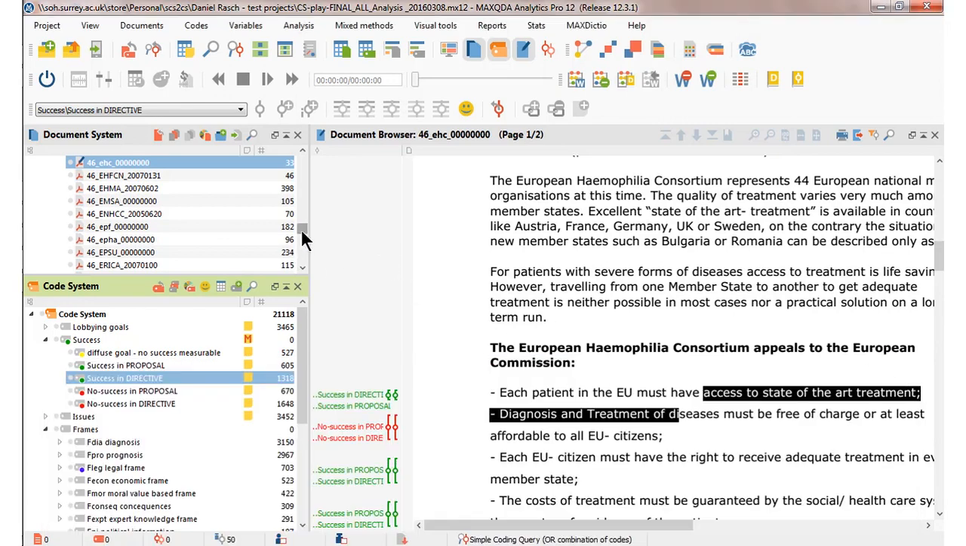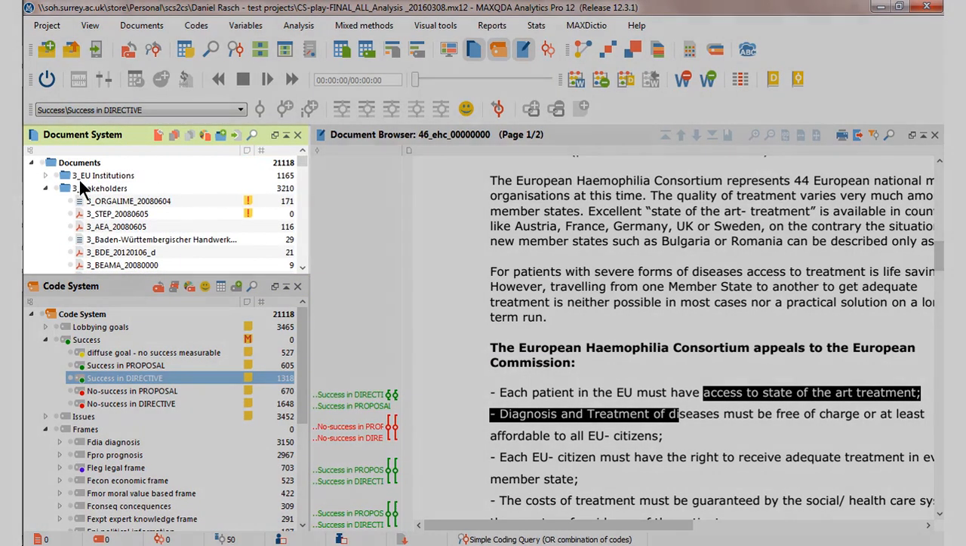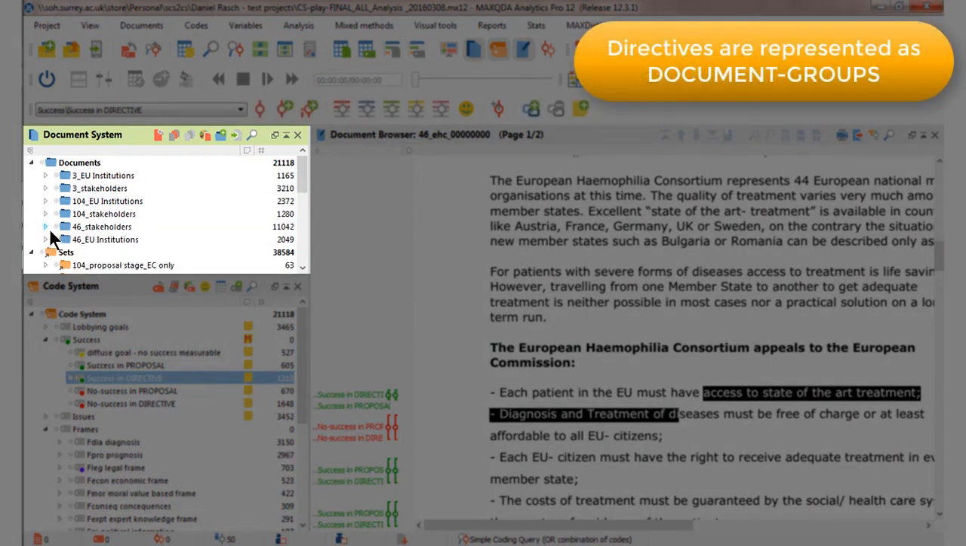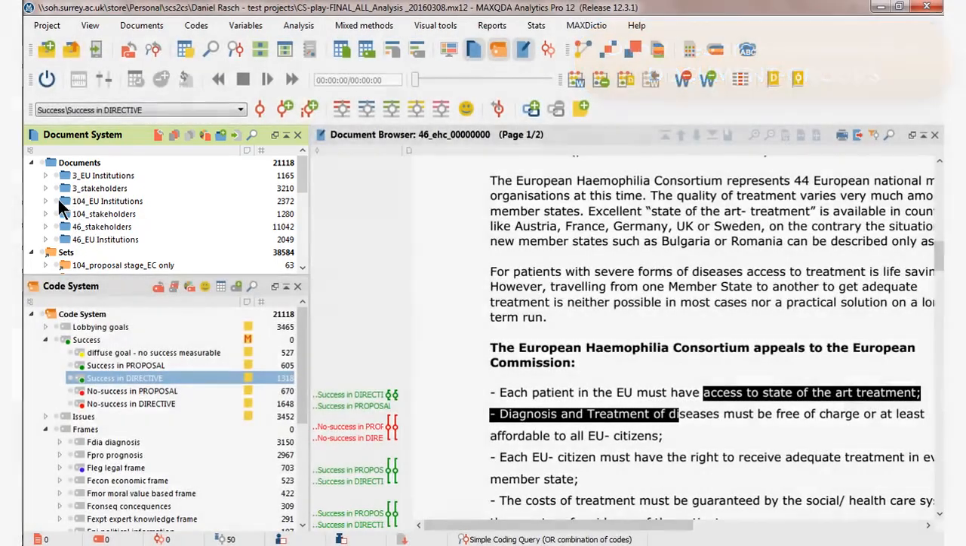Let's then quickly have a look and see where the directives are represented. Remember, directives are a unit of data for Daniel, and there are 3 EU directives that he's focusing on, and they are represented by these numbers associated with the document groups. Daniel's also split the documents relating to each directive according to whether they're authored by EU institutions or by other stakeholders, but we're using document groups to represent the unit of the directive.